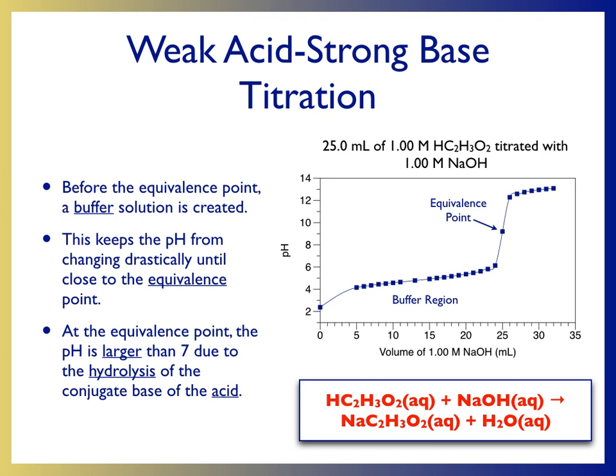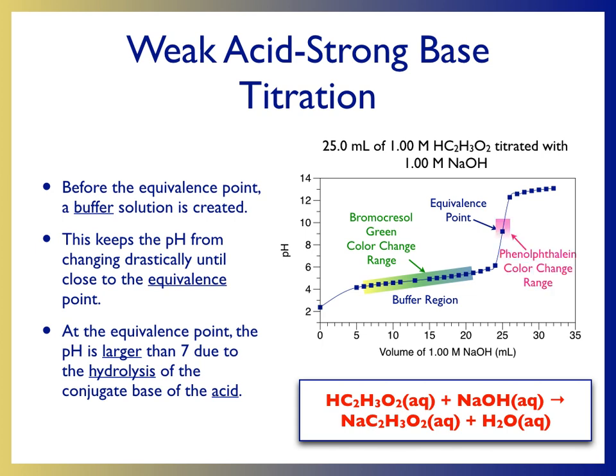Let's take a look at our indicators again. For this reaction, bromocresol green isn't a very good indicator for our titration because its pH color change range is well below the equivalence point pH. However, bromocresol green can be used to study the buffer region, which you will do in a later lab.